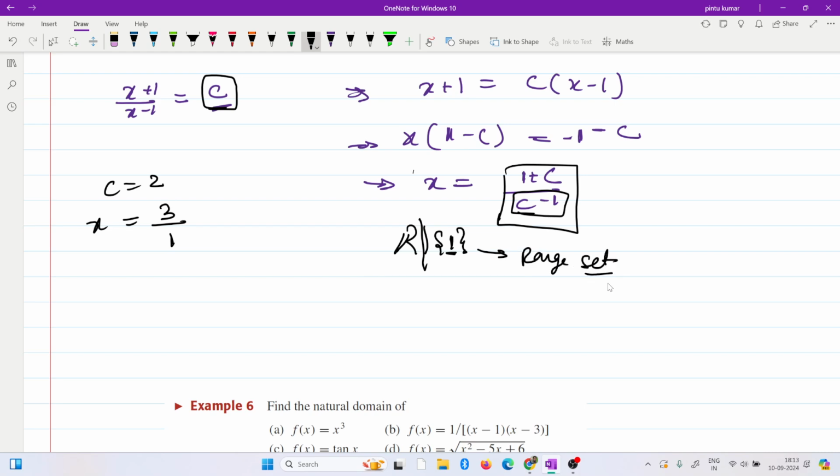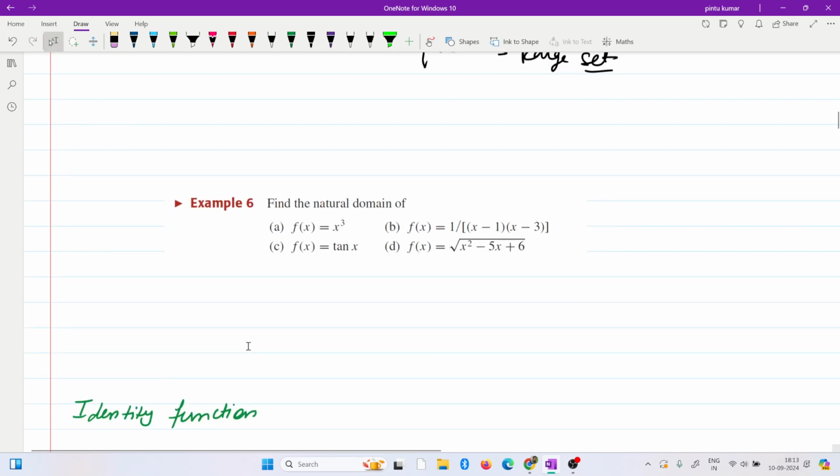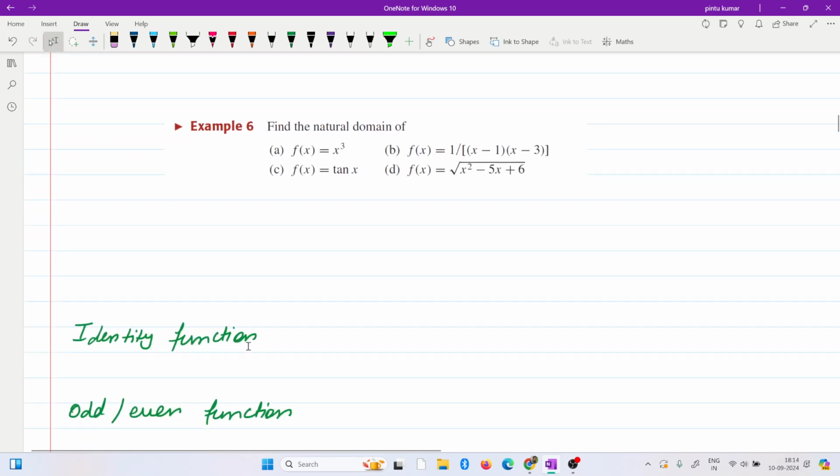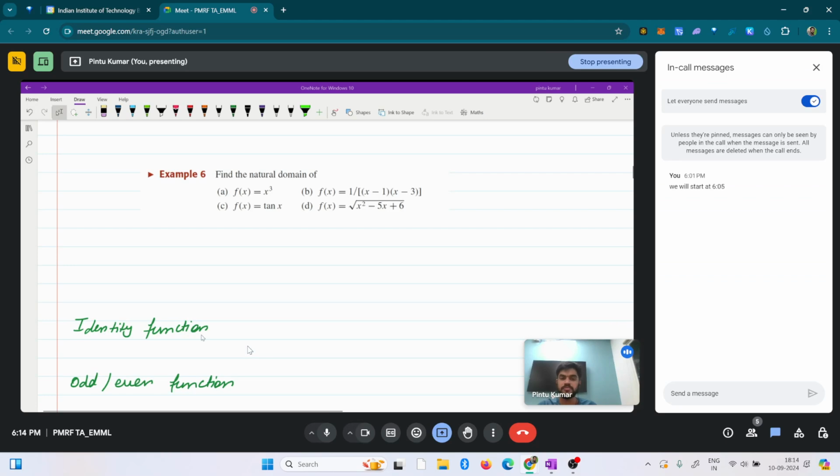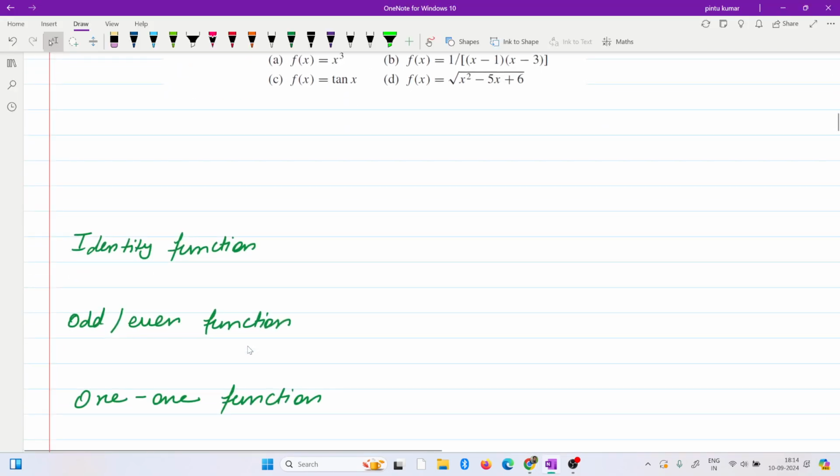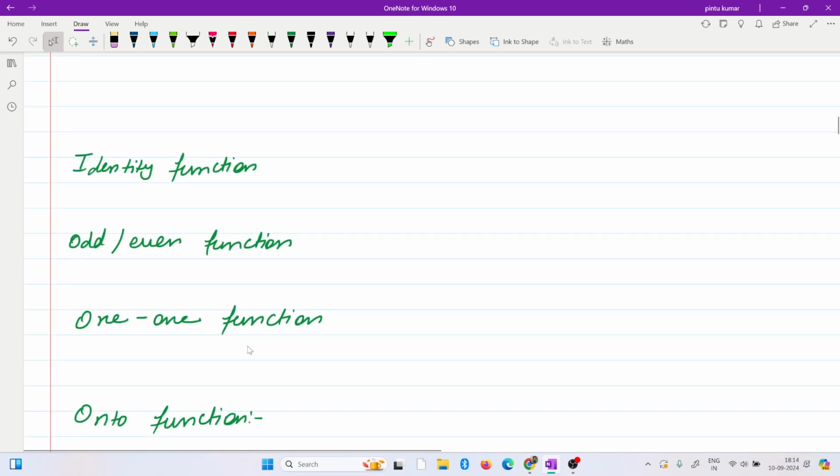Okay. I have included a few more examples over here, but I'm not going to cover them. You can solve them on your own. Okay. I don't think there should be any doubt till this point, but if there is any doubt, I request you to please unmute and ask.